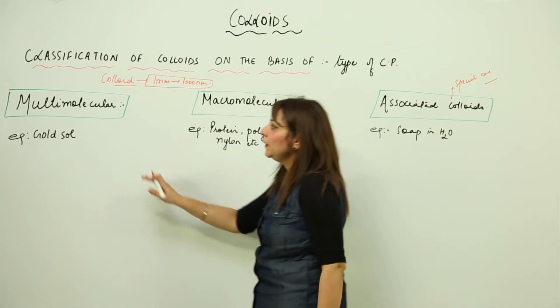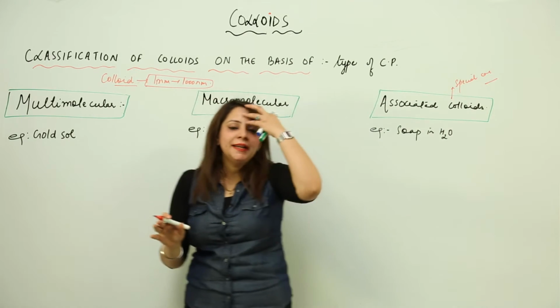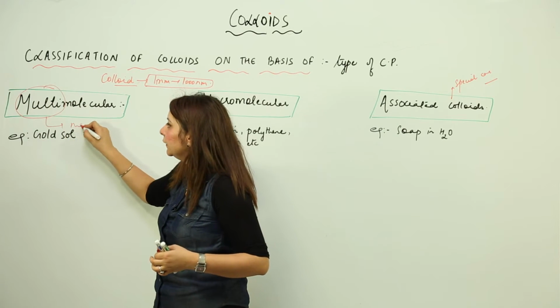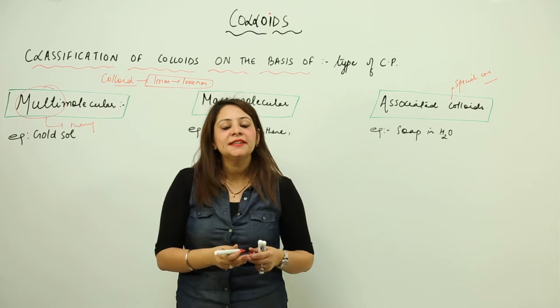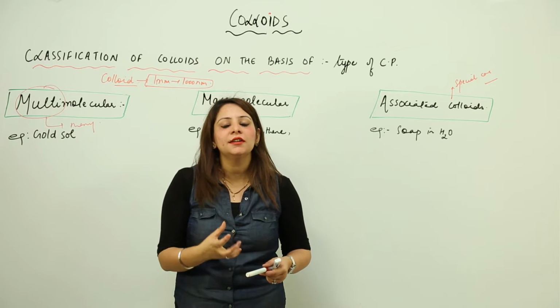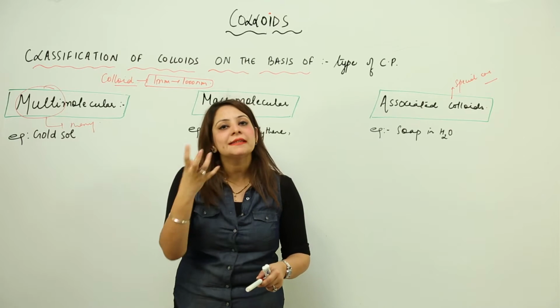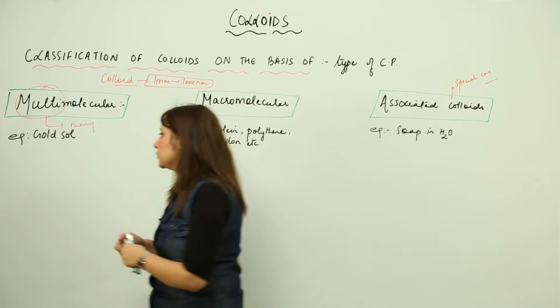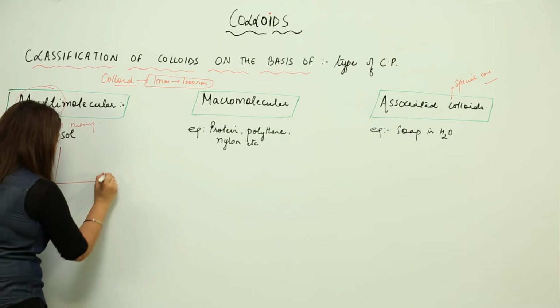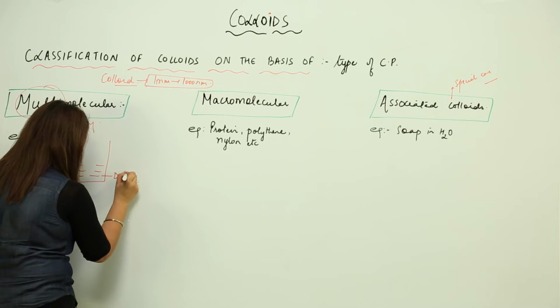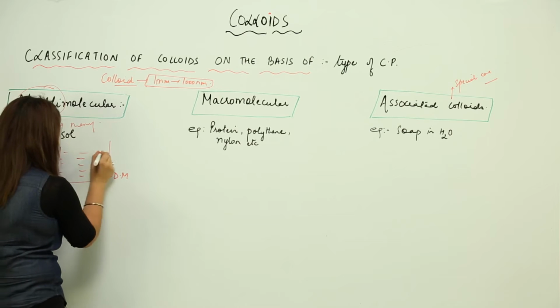So first we will discuss the multimolecular. What do we mean by multi? Multi means many. So what happens in this case is that many particles cling to each other in order to form a single colloidal particle. See, I will just make a figure for you. Suppose this is my container, this is my dispersion medium, and here I get to see colloidal particles.